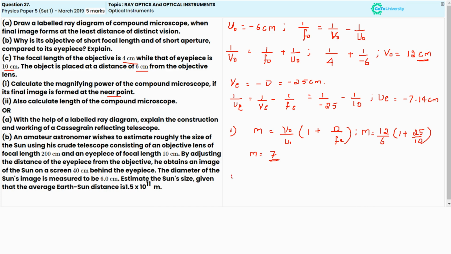Then the second one they are asking is the length of the compound microscope. That is L is equal to V naught plus mod of U E, that is equal to 12 plus mod of minus 7.14, that is equal to 7.14. Then the value becomes 19.14 centimeter.